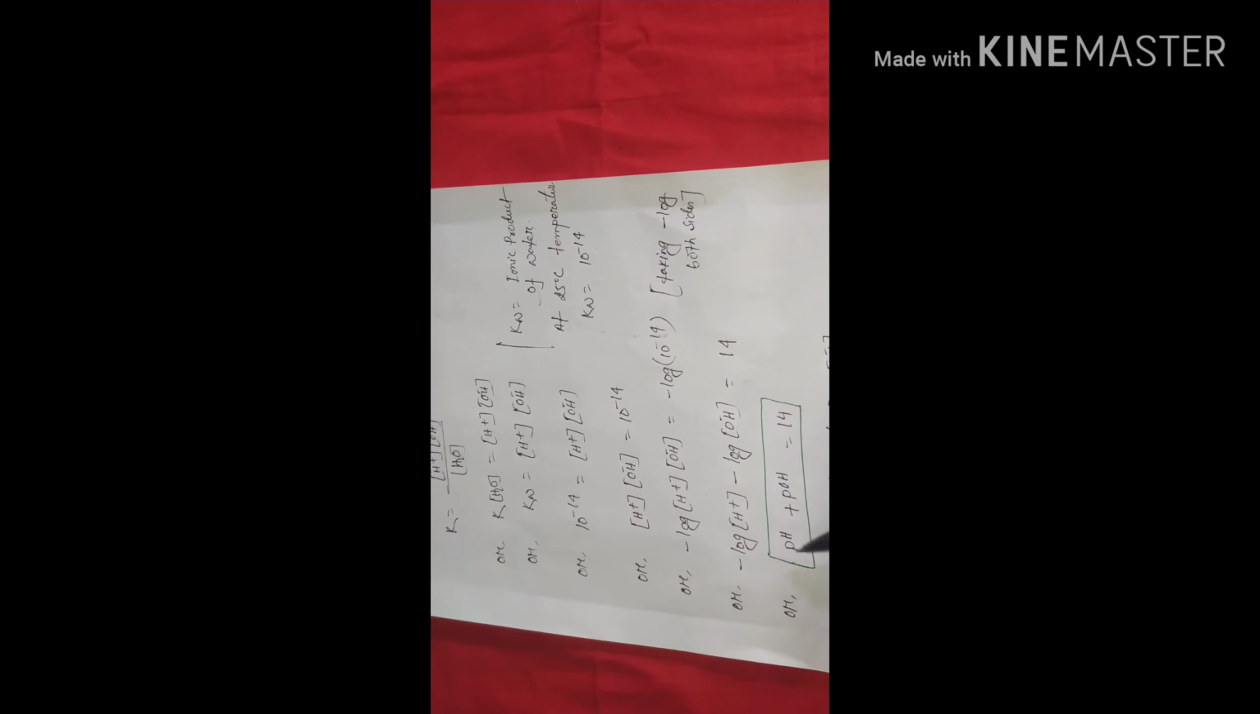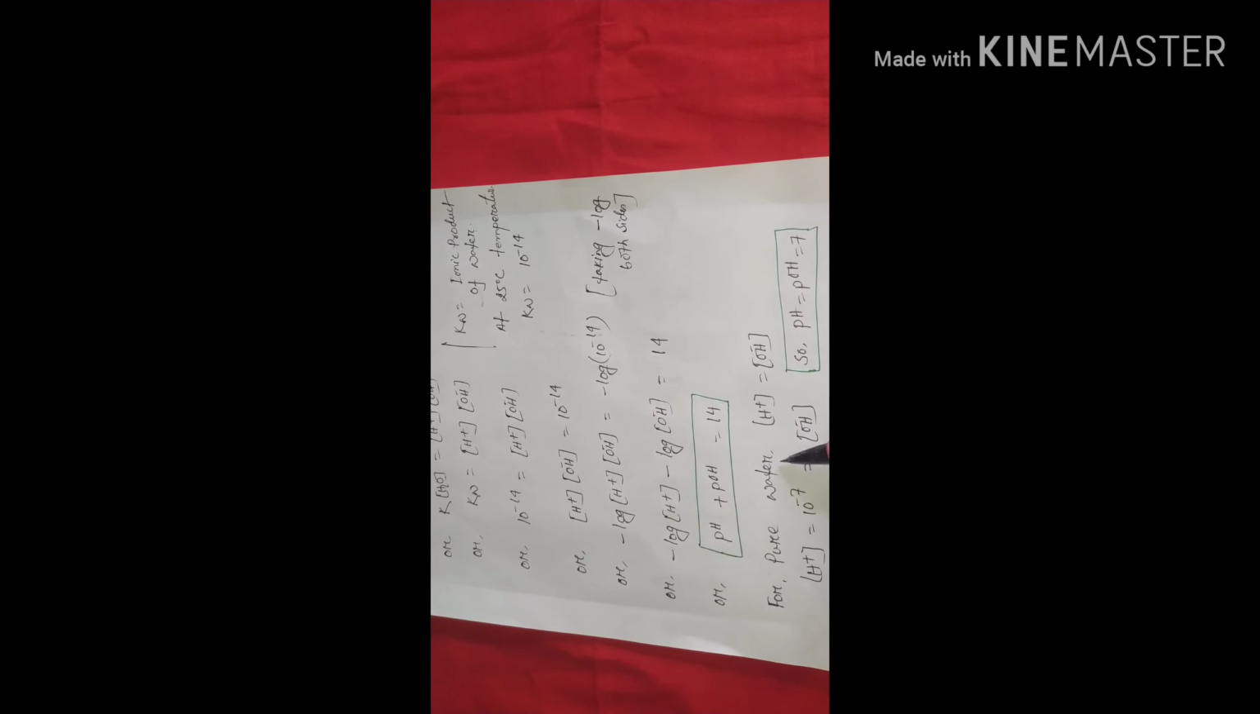ion. Taking the negative logarithm, and finally after calculating we get the equation pH plus pOH is equal to 14. For pure water, we know the concentration of hydrogen ion and the concentration of hydroxyl ion are the same. So H plus is equal to 10 to the power minus 7, equal to the concentration of hydroxyl ion. So pH is equal to pOH is equal to 7. So they are the same.